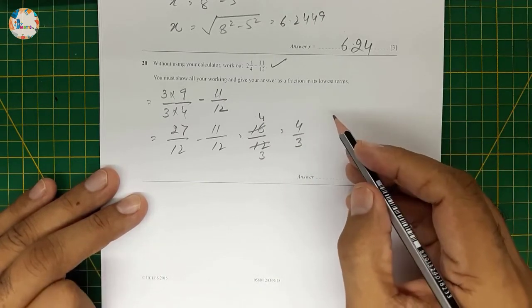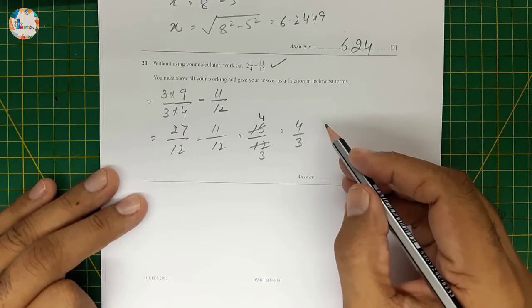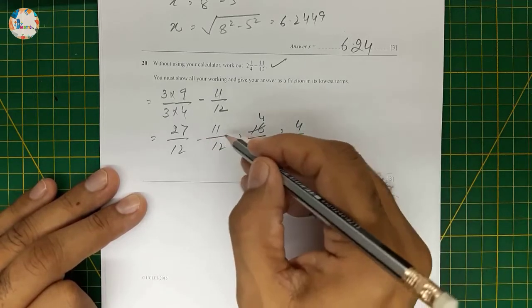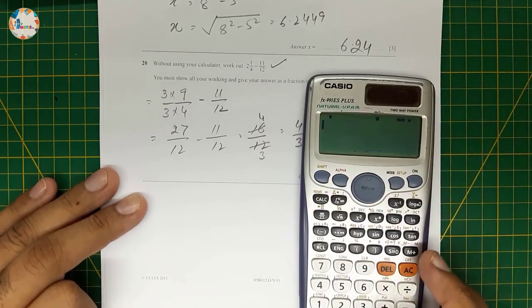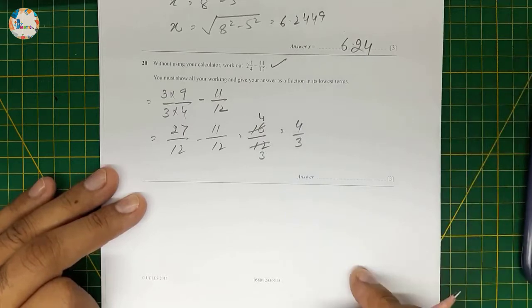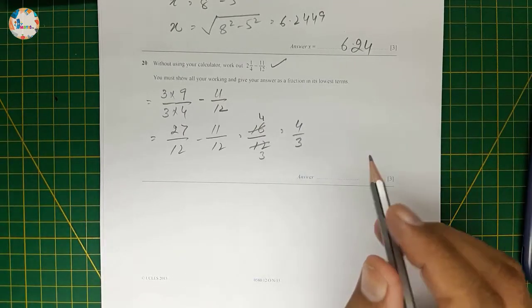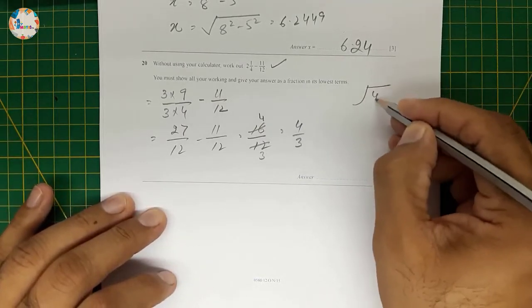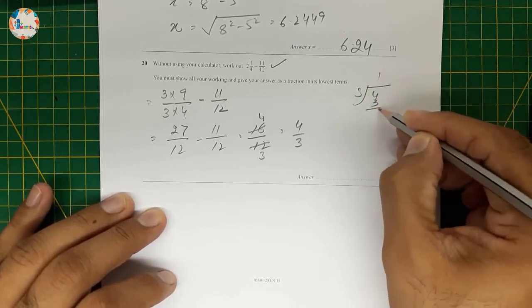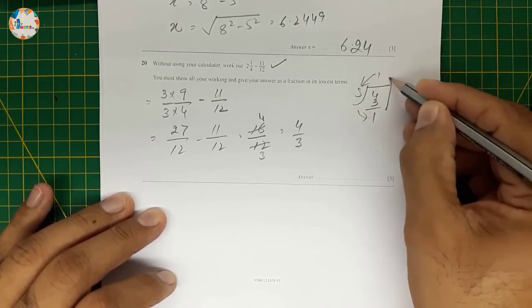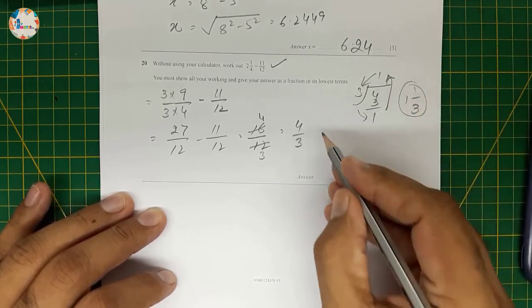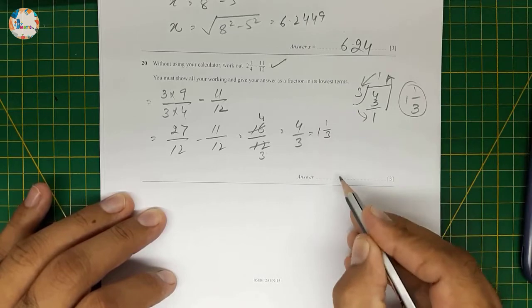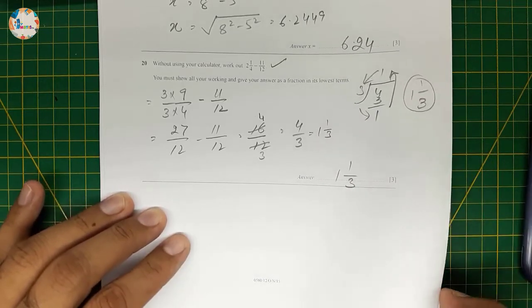we will not be using the calculator. So we can divide this 4 by 3, 3 ones are 3, so 1, so we can write it as 1 whole 1 by 3. Our answer will be 1 whole 1 by 3.